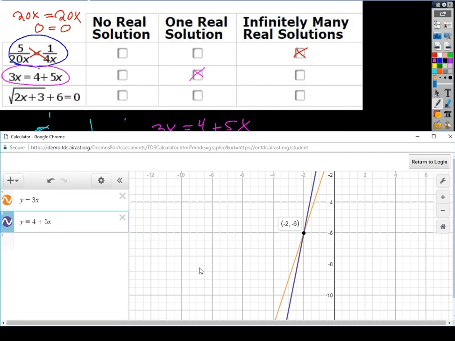So we're looking for an x value. So what's the solution? -2, right?